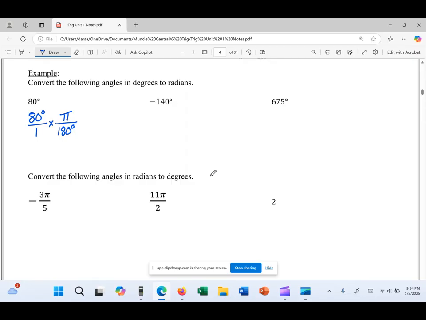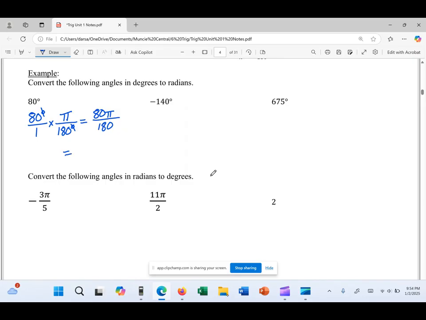Now, why would I do that? Because remember, in fractions, tops cancel bottoms. So the degree angle on the top and the degree label on the bottom will cancel each other out. And now we just have two fractions that we can multiply. So we're going to multiply across the tops. That's how you multiply fractions. So that'll give me 80 pi. 1 times 180 on the bottom gives me 180 on the bottom. And so we end up with 80 pi over 180.